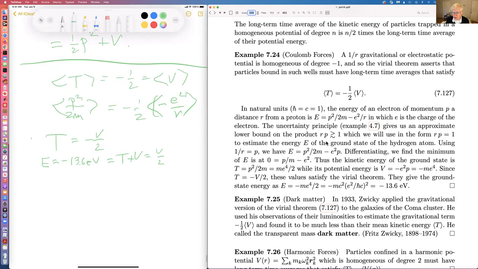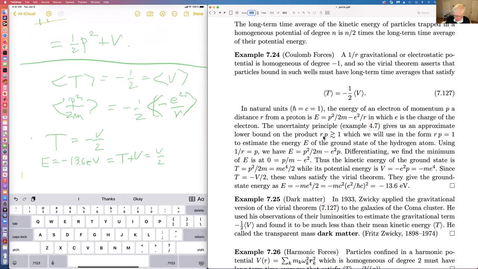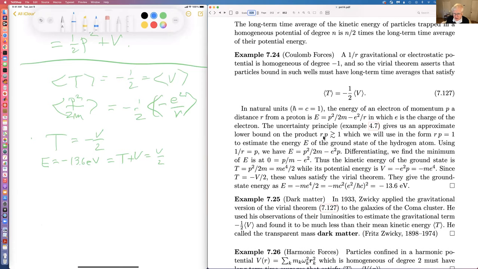You can actually solve for this if you say, well, let's use the uncertainty principle to go further here. So you say that RP is greater than or equal to one, essentially. And you go further and you just say one over R is P. And so E is equal to P squared over 2M minus e squared P, because one over R is P. And the kinetic energy then is P squared over 2M.